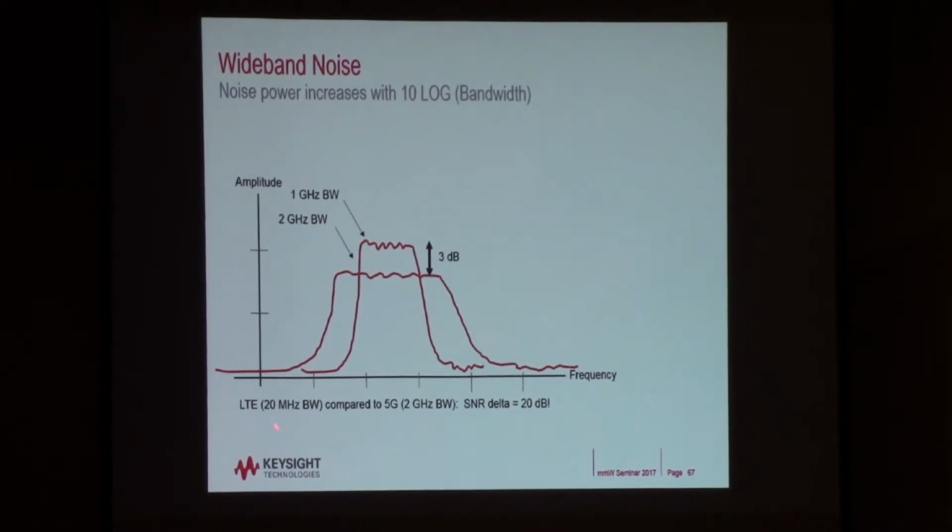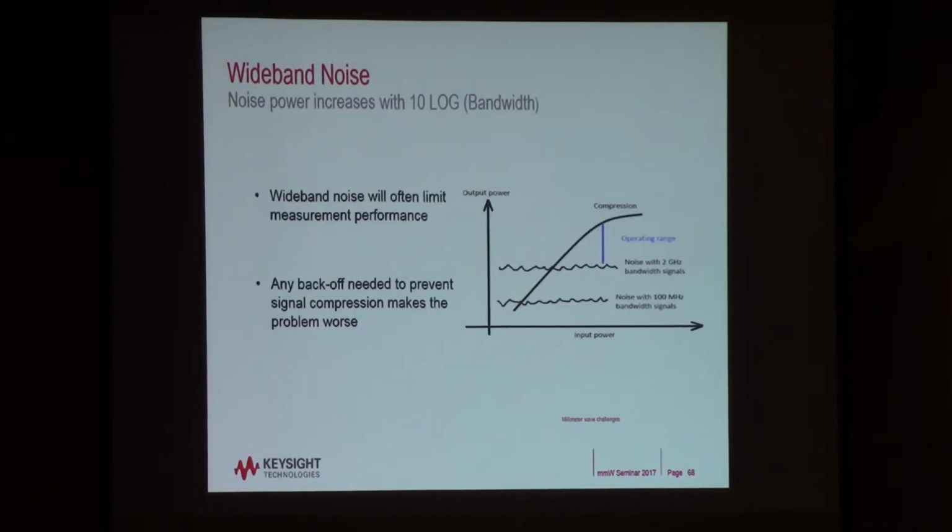And here's an example. If I kept the power constant with a 20 megahertz LTE signal and went to 2 gigahertz bandwidth, the SNR delta would be 20 dB. So it's quite a bit different from the things we do at RF compared to what you might expect at the wide bandwidth at mmWave.